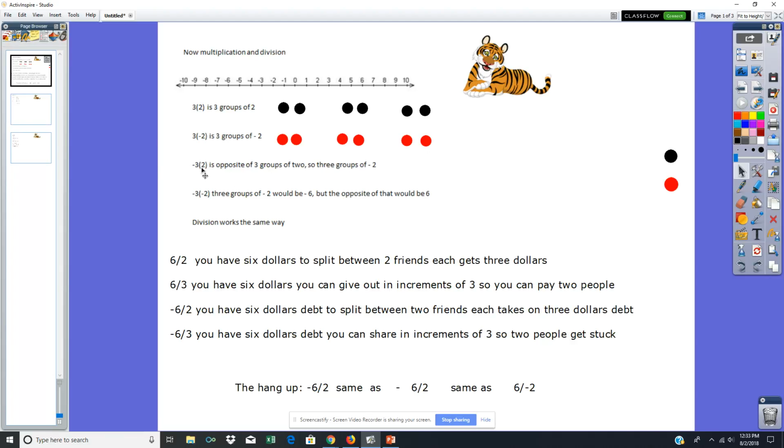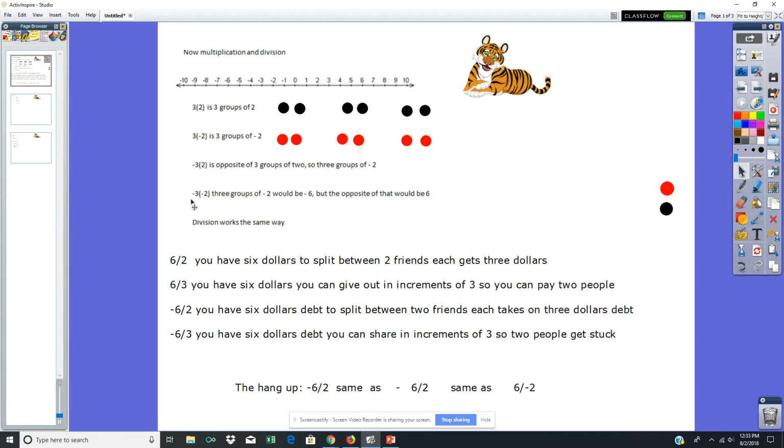The opposite of 3 times 2, negative 3 times 2, is the same as saying the opposite of 3 groups of 2, so we want 3 groups of negative 2. So we would have started out with 3 groups of these black ones, but we want the opposite of that, so we would have 3 groups of the red ones, which would be the same as this example here, negative 3 times 2, negative 6.